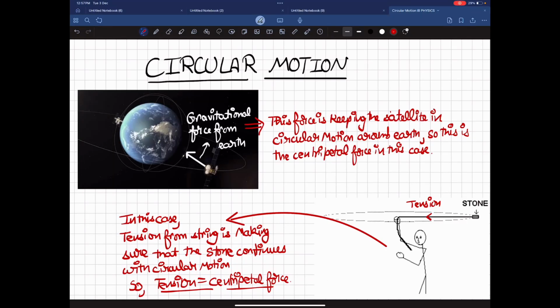Today we are discussing circular motion, where we'll be discussing all those topics like banking of roads, uniform circular motion, vertical circular motion, conical pendulum, and bending of a cyclist taking a turn on a circular road.